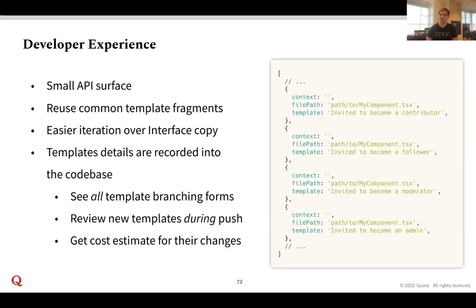It also helps that we are able to, with the static analysis, build a file which contains all of the information about all of the translations that are being used and what files they're in, which allows us to review templates a lot easier, allows us to review them during push rather than after they're deployed, and allows us to see all of the different template branches that you're going to need when you're creating them, so you don't end up with some large combinatorial explosion.